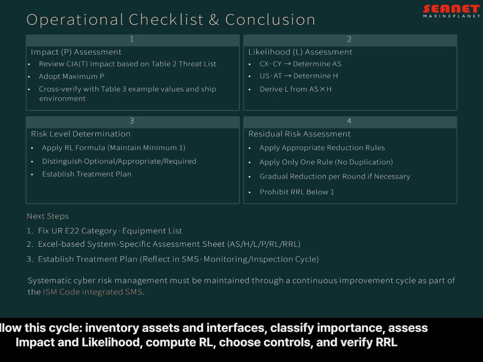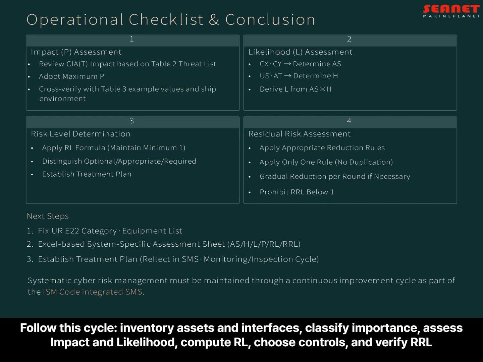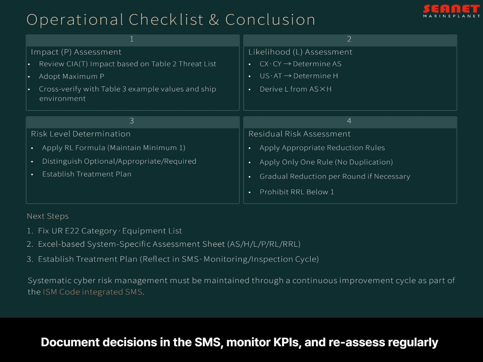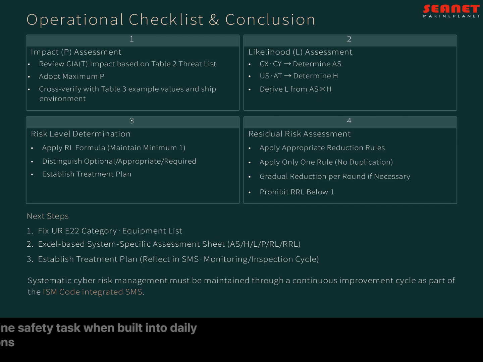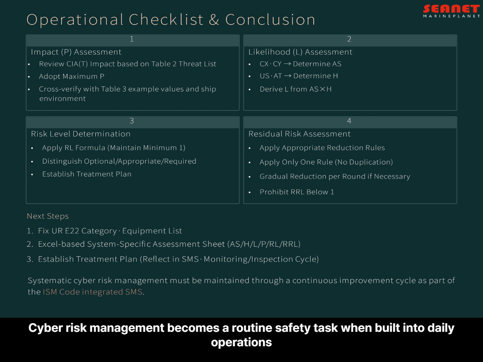Follow this cycle: inventory assets and interfaces. Classify importance. Assess impact and likelihood. Compute RL. Choose controls. And verify RRL. Document decisions in the SMS. Monitor KPIs and reassess regularly. Cyber risk management becomes a routine safety task when built into daily operations.